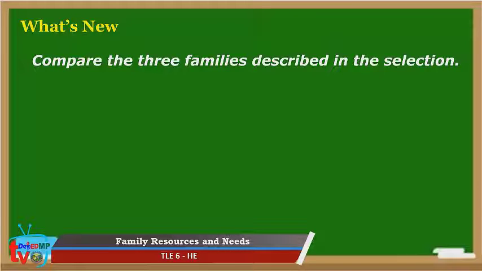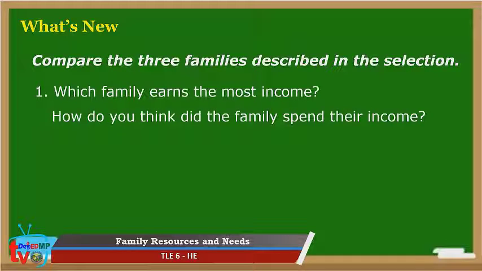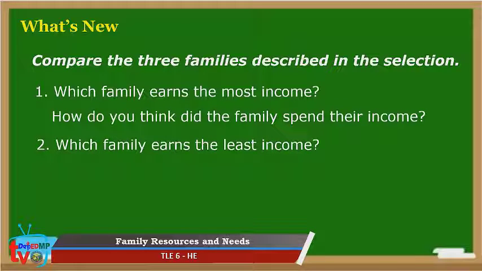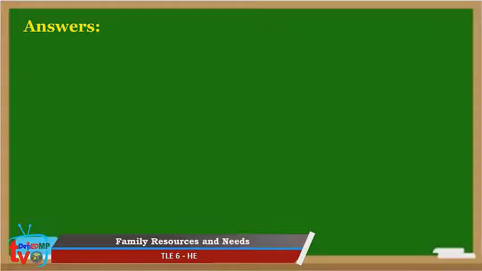Compare the three families described in the selection. Number 1. Which family earns the most income? How do you think that the family spend their income? Number 2. Which family earns the least income? Does it affect the family's management of resources? Why or why not? Let us now answer the questions.